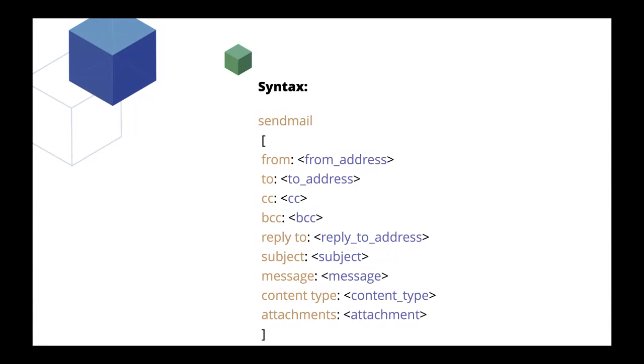Next, we have the subject and message. In Deluge, we support sending HTML messages as well. So if you're sending out HTML content, you have to specify the content type as HTML. Otherwise, by default it would be plain text. And then we have an option for sending out attachments.